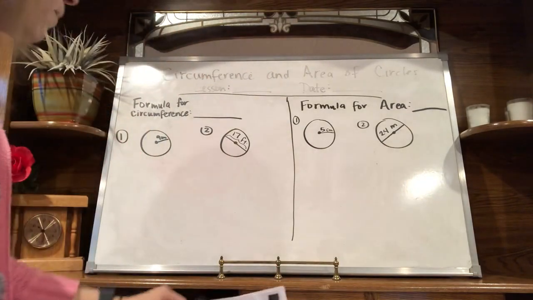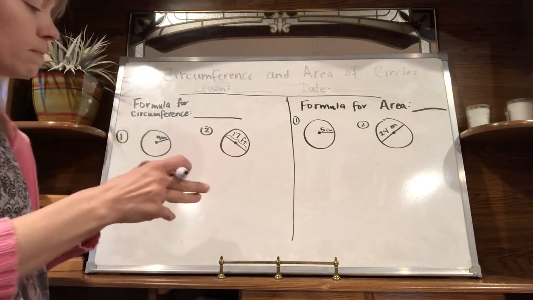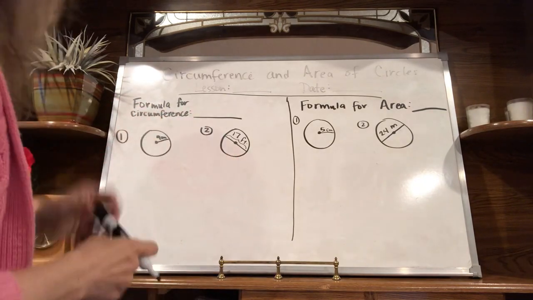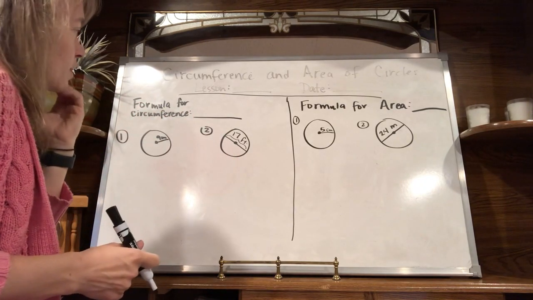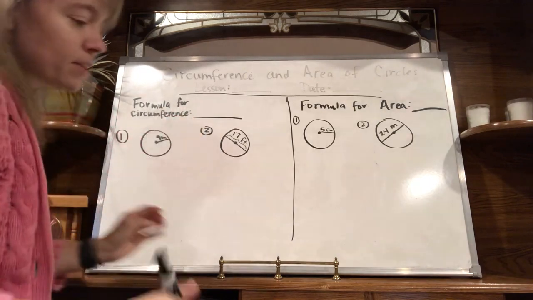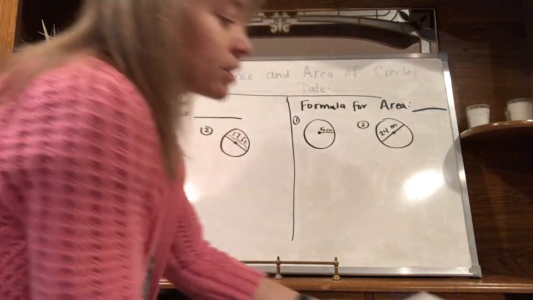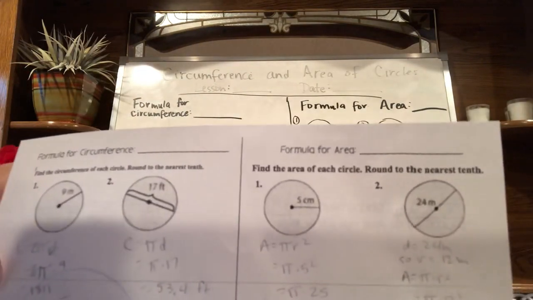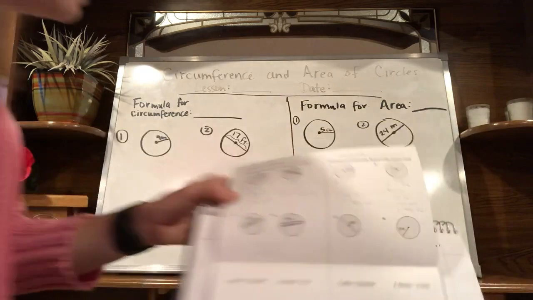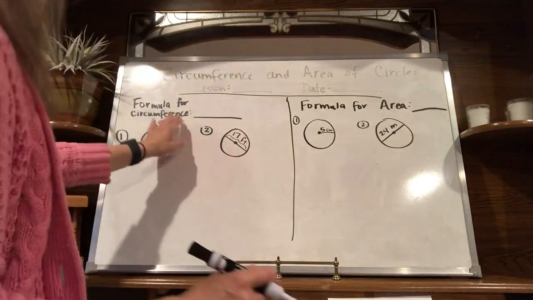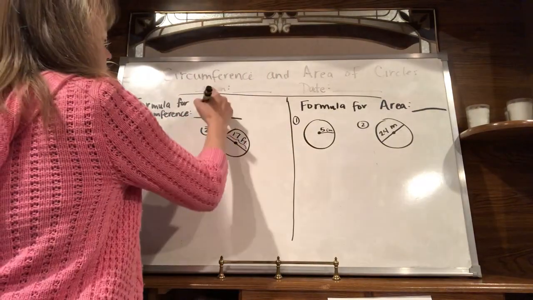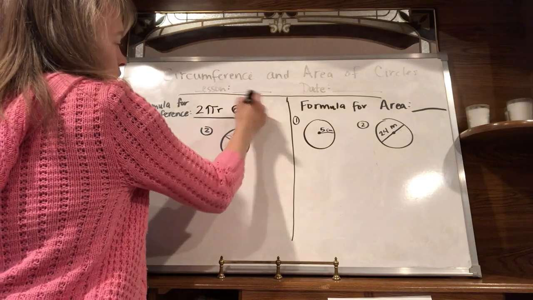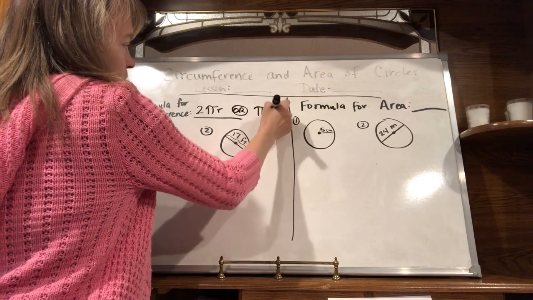We're just going to do a couple of quick examples, one with a radius and one with a diameter to help us see an example of each. So first of all, at the top of your page, on the inside, it asks for the formula for each one. See the little blank there? So fill that in: the formula for circumference is 2 pi r, or pi times diameter.